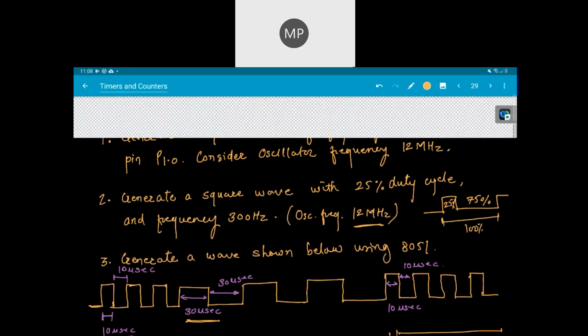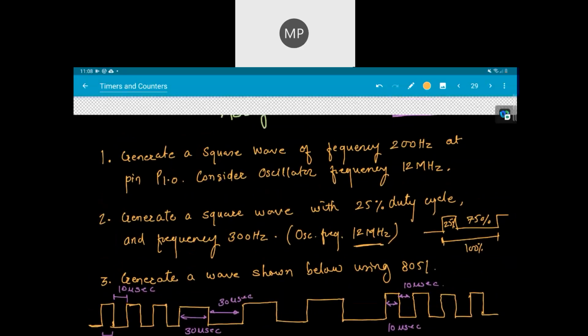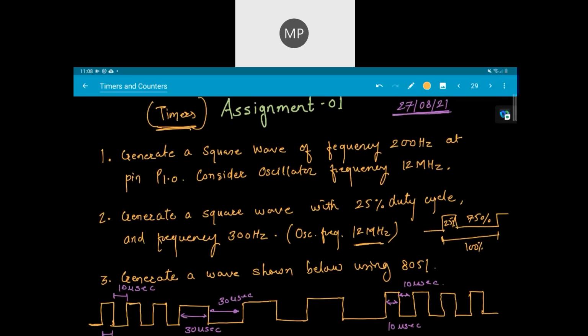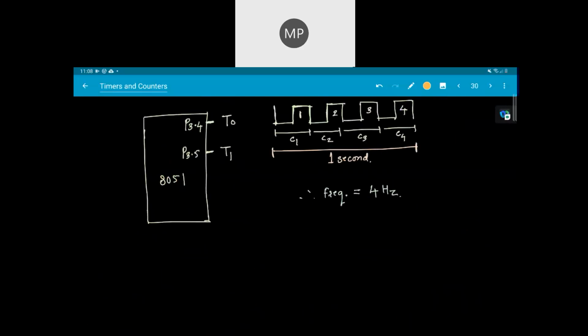So this is assignment number 1, which is totally based on timers. Okay, fine, you can take a snapshot if you want. You can just note it down if you want. I'll also send this snap on our WhatsApp group. Okay, so that's about the assignment. Now let's start with the new topic, that is counters.